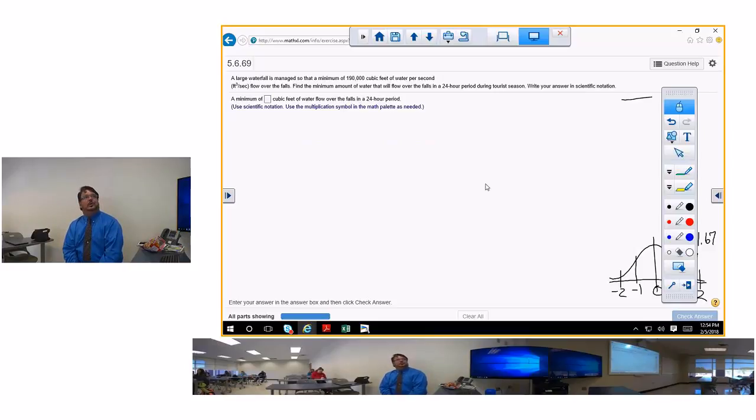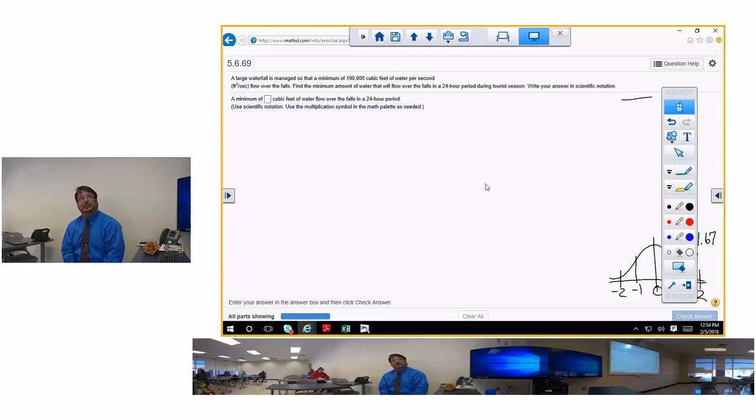Find the minimum amount of water that will flow over a 24-hour period during tourist season. Piece of cake. This is called, and write in your notes, a unit conversion. Write that down. A unit conversion. Why is it called a unit conversion? Because you got to change units. Why? What is the cubic feet per second? Per what? Per second. Okay, circle that second or highlight that second.